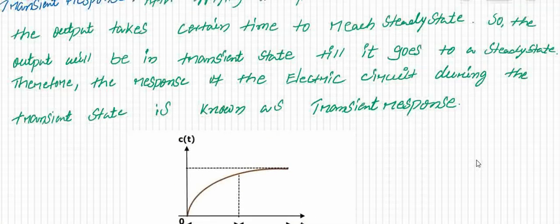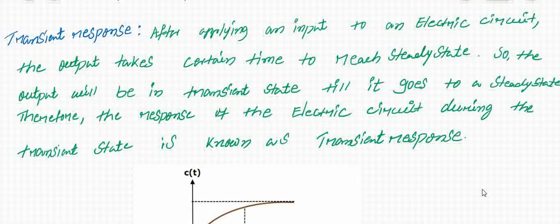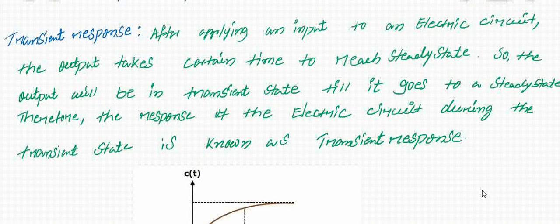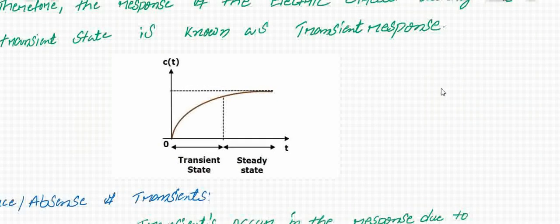Then what do you mean by transient response? Let us define. A transient response is nothing but, after applying an input to an electrical circuit, the output takes certain time to reach the steady state. So the output will be in the transient state till it goes to a steady state. Therefore, the response of an electrical circuit during the transient state is called transient response.